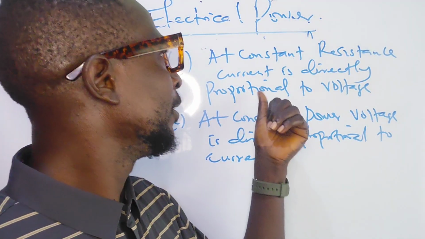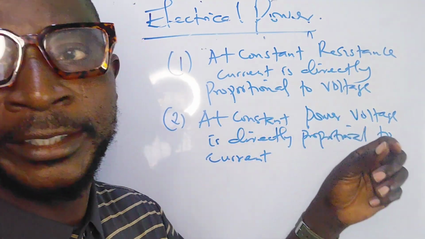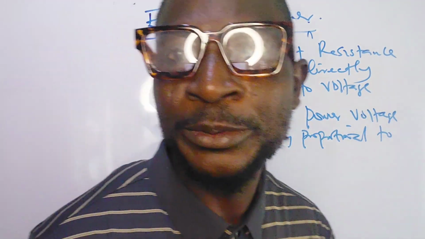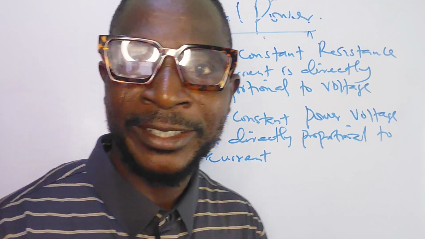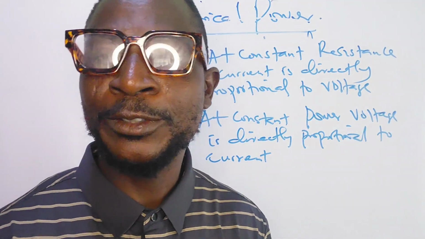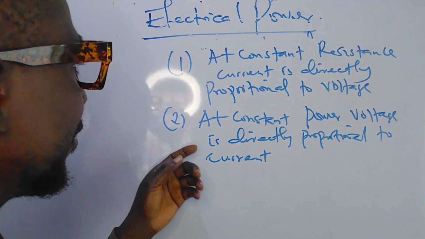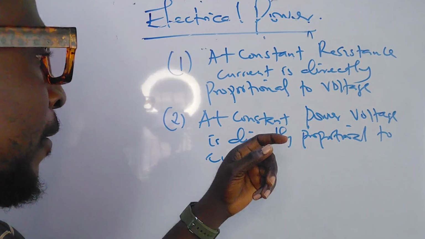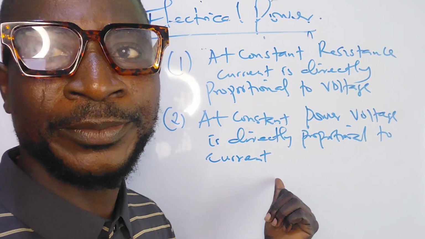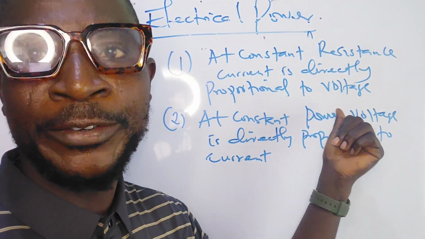Now, this is question one. We say at constant resistance, current is directly proportional to voltage. If you feel this is correct, you drop it and back it up with reason. It's not just to explain and define it. You have to show the mathematical expression and give an analogy. Then the second one is at constant power, voltage is directly proportional to current. Is this statement true? If it is true, say yes, it is true. Then you give your reason.